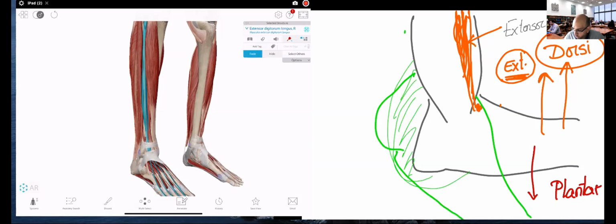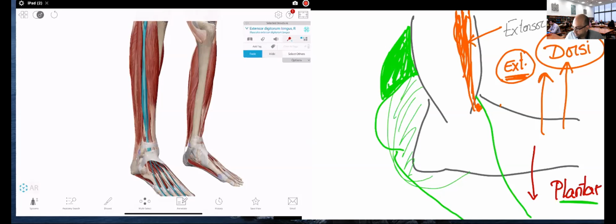So what happens to the angle? Now it has been reduced. So when you reduce the angle of the joint, it's going to be a flexion. But we don't call it flexion, we call it plantar flexion.